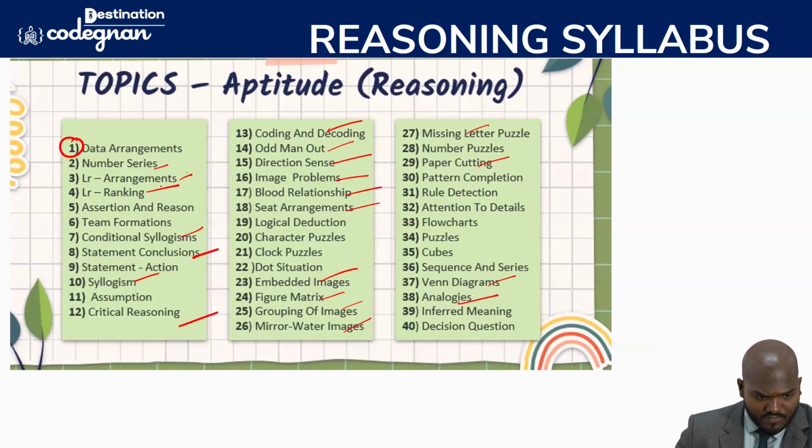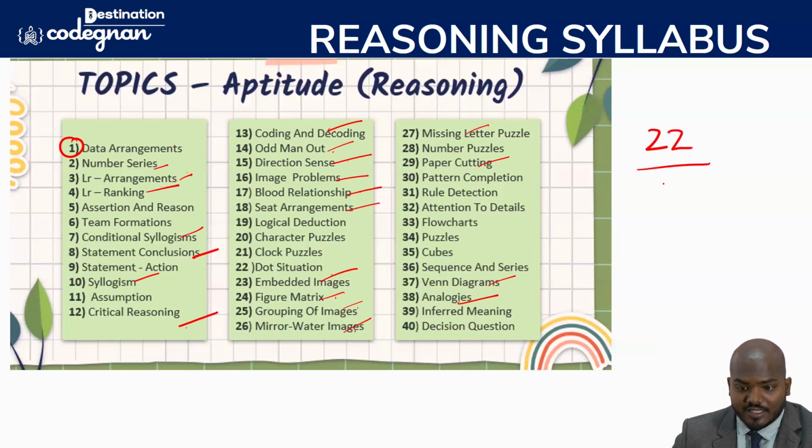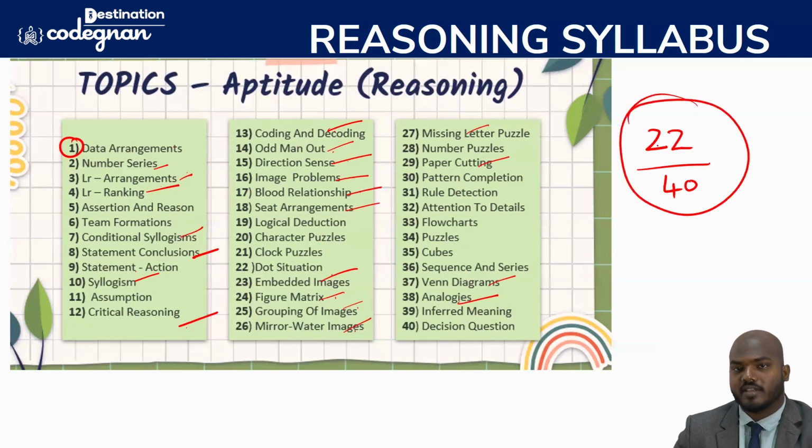You see this one: 1, 2, 3, up to 22. So out of 40 topics, we are shortlisting 22 topics, the same as the previous count. If you focus on these 22 topics, then you can definitely attempt 95% of the questions.